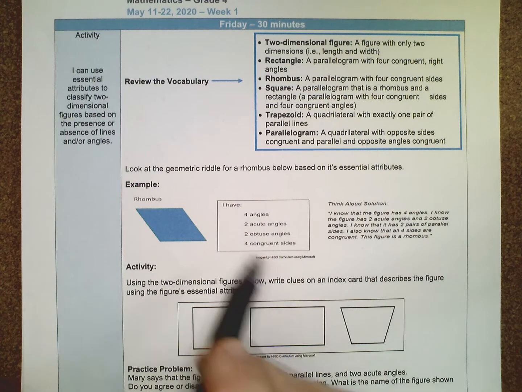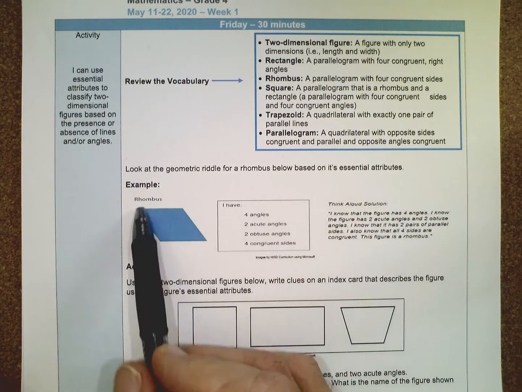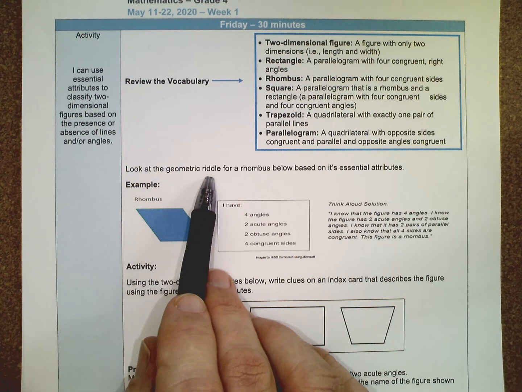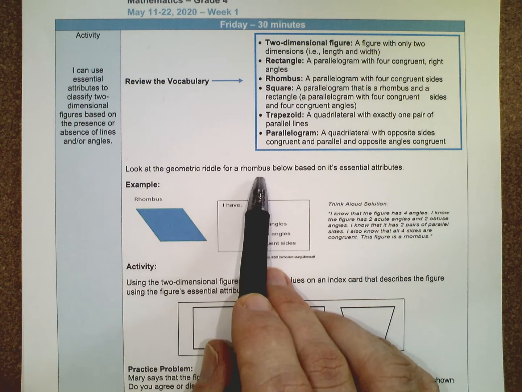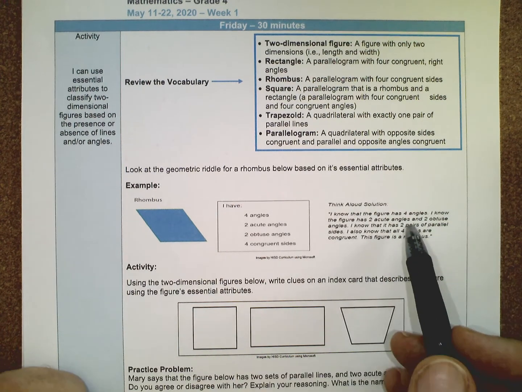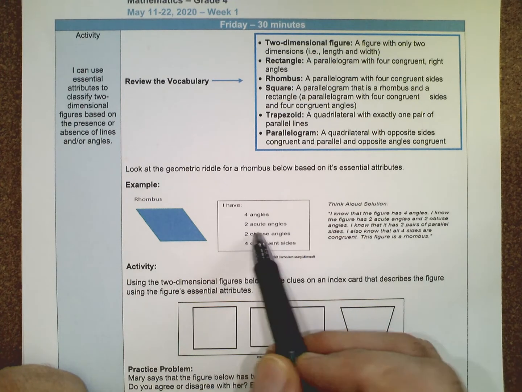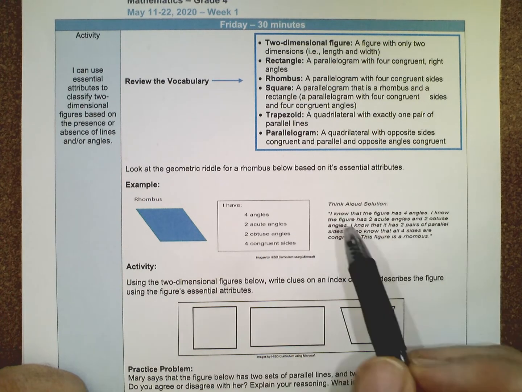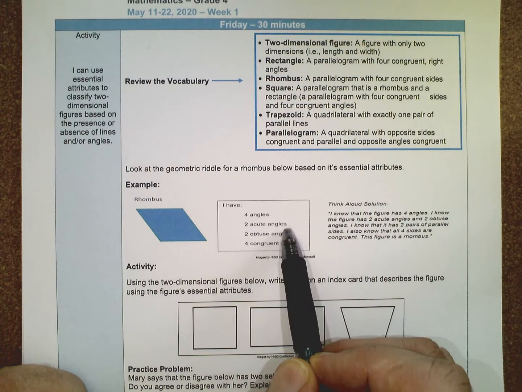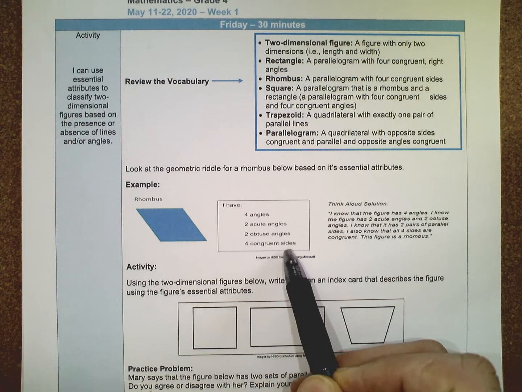Look at the geometric riddle for a rhombus below based on its essential attributes. Here's a rhombus. Vea a la pregunta geométrica por un rombo basado en sus atributos esenciales. Rhombus: I have four angles, two acute angles, two obtuse angles, four congruent sides. Entonces ya tengo una figura con cuatro ángulos, dos ángulos agudos, dos ángulos obtusos y cuatro lados congruentes.